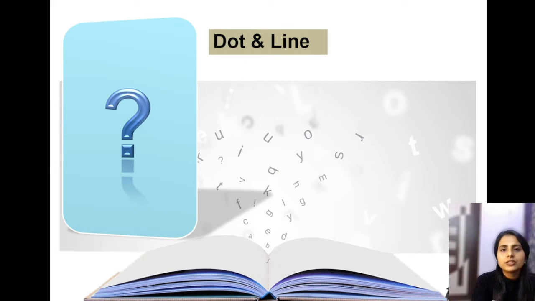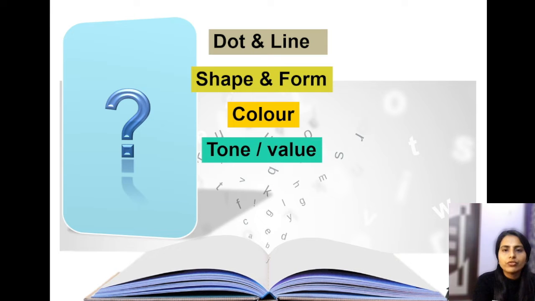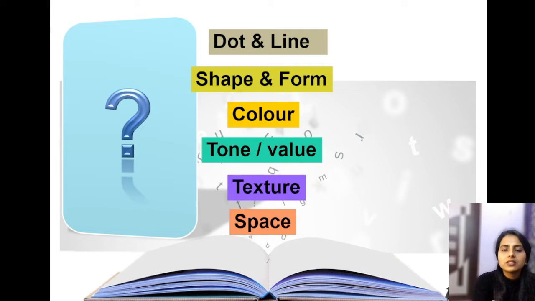So, let's find out how many elements of art there are. The first element is dot and line. The second one is shape and form, and then color, tone, value, texture, and space.